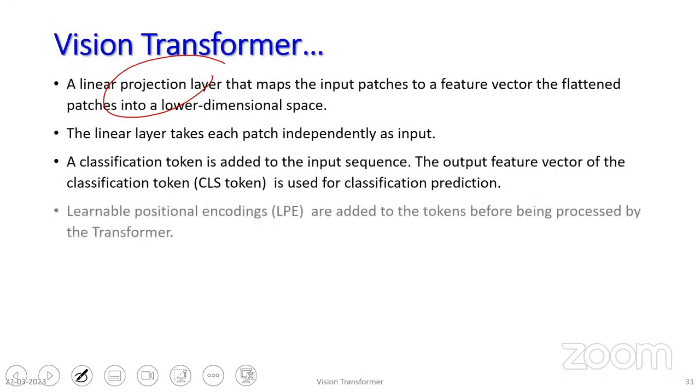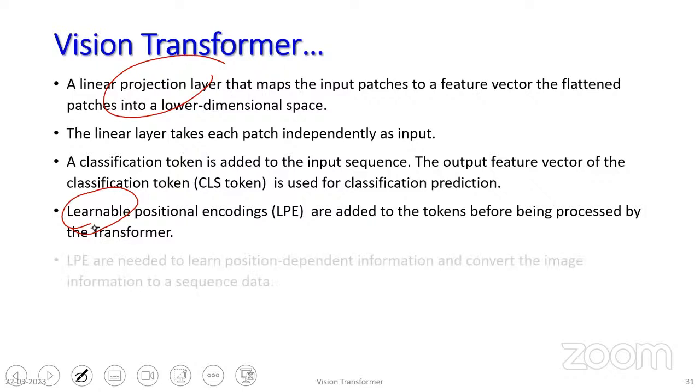Okay. And then you have a learnable positional embedding added to the tokens before being processed by the transformer. In natural language processing, the positional embedding was not learnable. It was purely based on the sine of the base. You can consider the dot product, the similarity was found out, some kind of alignment was found out using a sinusoidal transformation.